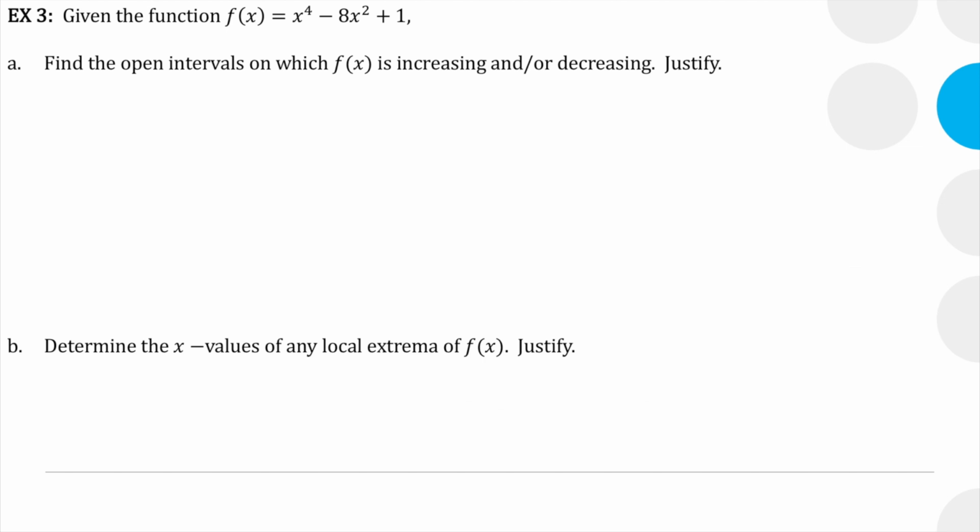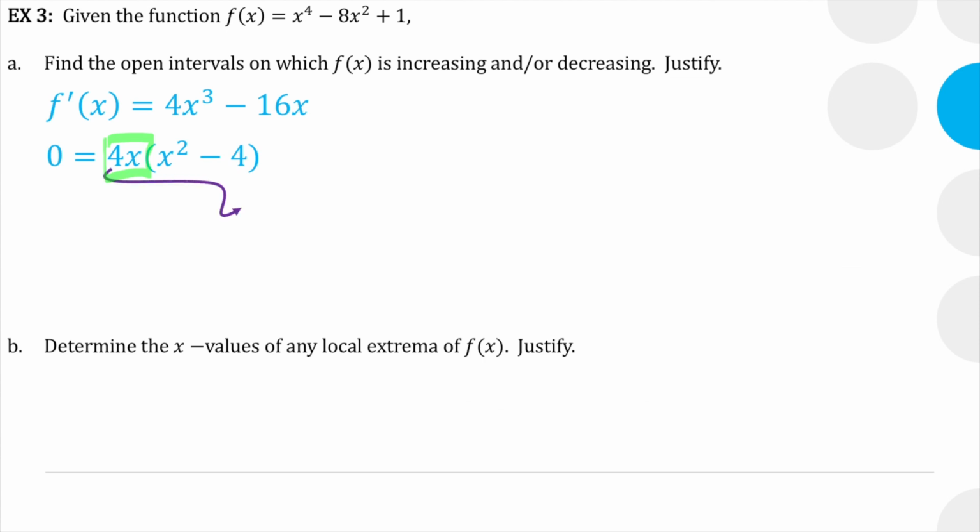Given the function f of x equals x to the fourth minus 8x squared plus 1, find the open intervals on which f of x is increasing and or decreasing. All right, so the first step is to find the derivative and set it equal to 0. Now be careful, because when you pull out that 4x, some people like to just divide it out. But don't divide it out because you're going to need it. So from here, we can see we've got 3 zeros: negative 2, 0, and 2. And see that 0 came from that 4x.